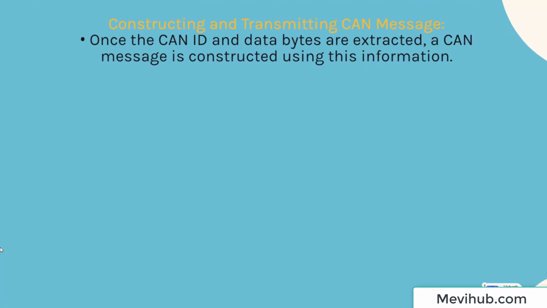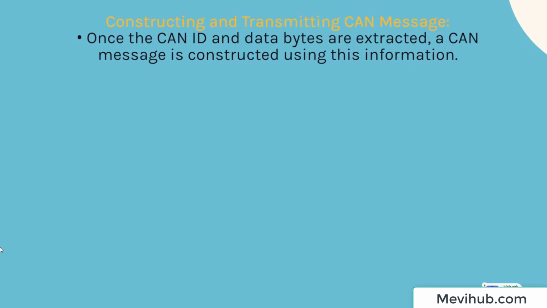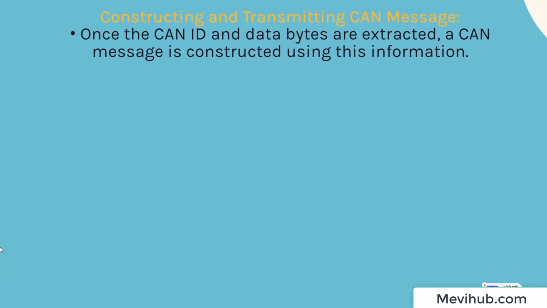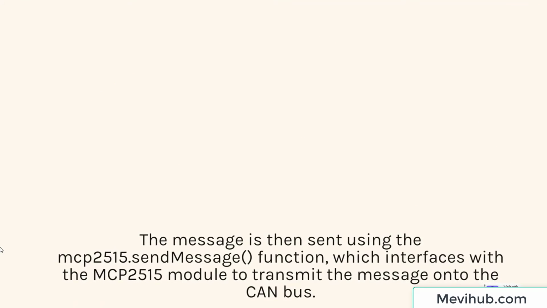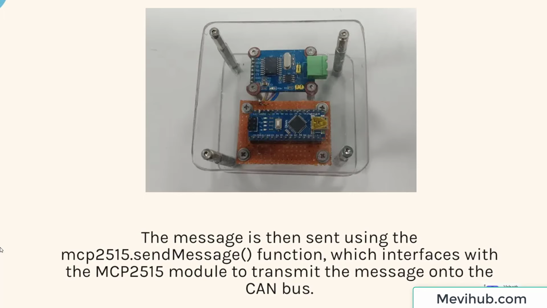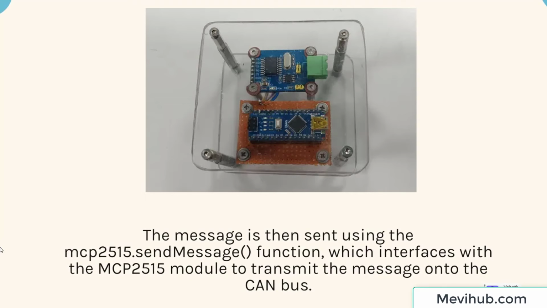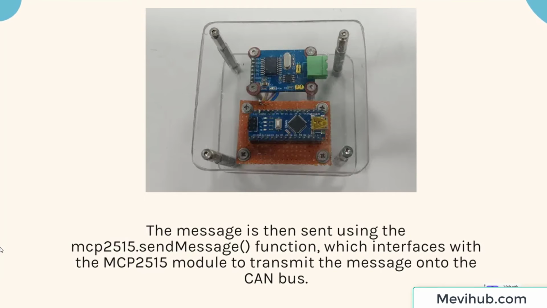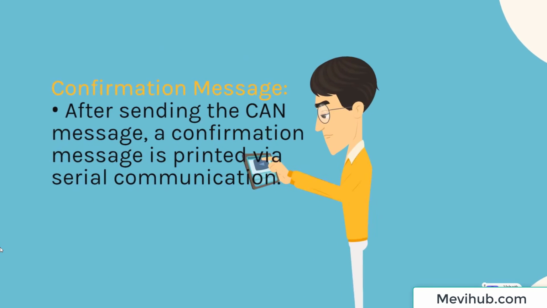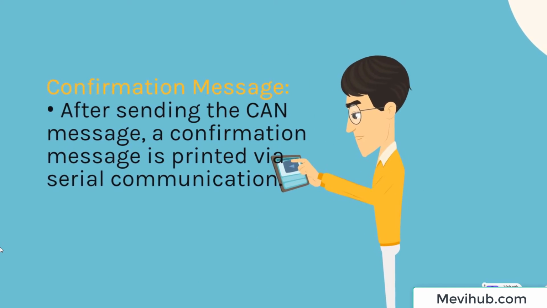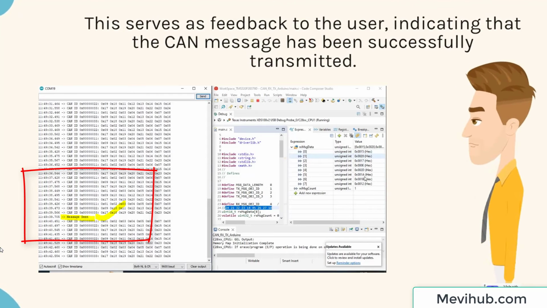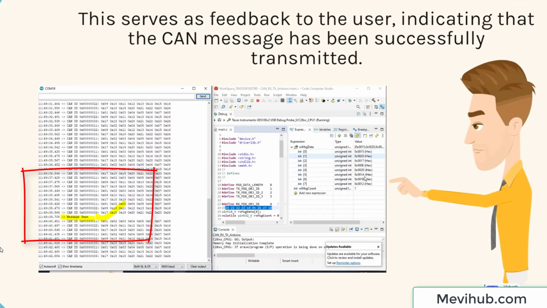Constructing and transmitting CAN message. Once the CAN ID and data bytes are extracted, a CAN message is constructed using this information. The message is then sent using the MCP2515.sendMessage function, which interfaces with the MCP2515 module to transmit the message onto the CAN bus. Confirmation message. After sending the CAN message, a confirmation message is printed via serial communication. This serves as feedback to the user, indicating that the CAN message has been successfully transmitted.